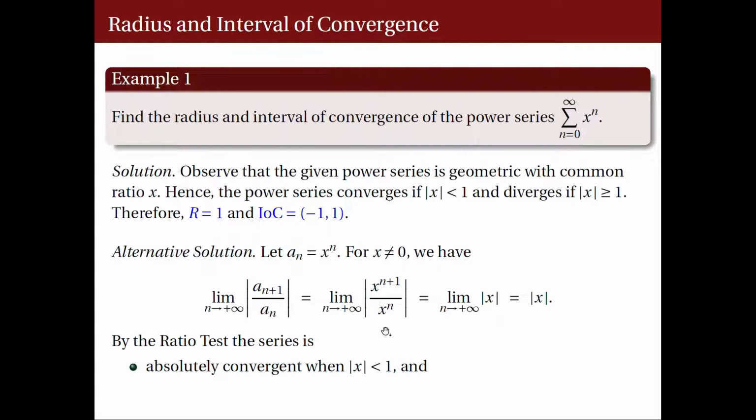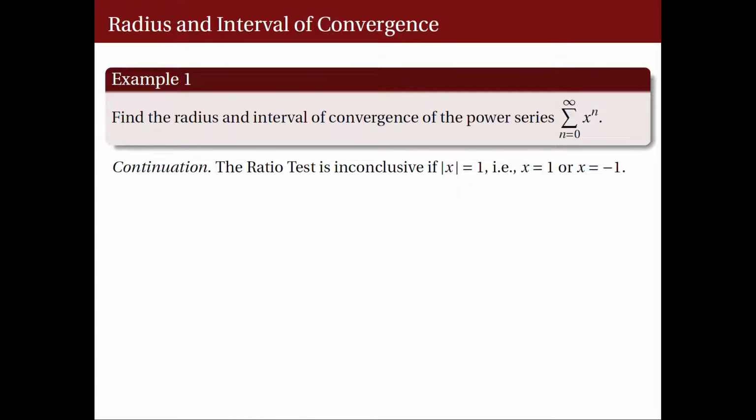Therefore, by ratio test, the series is absolutely convergent when absolute value of x is less than 1, and divergent when absolute value of x is greater than 1. For absolute value of x equal to 1, recall that the ratio test is inconclusive. Therefore, we need to check whether the series is convergent or divergent when x is equal to 1 or x is equal to -1.